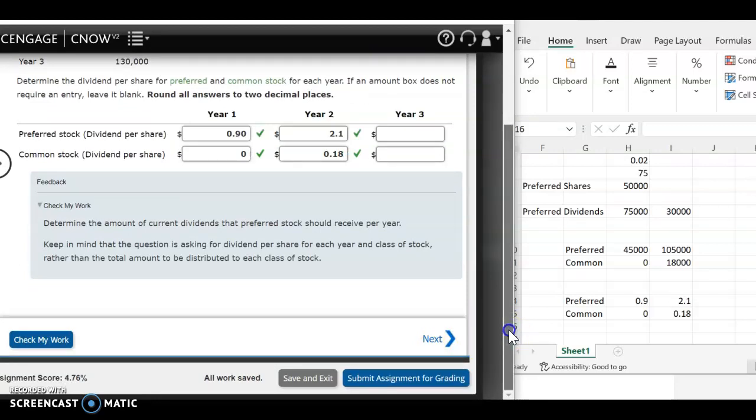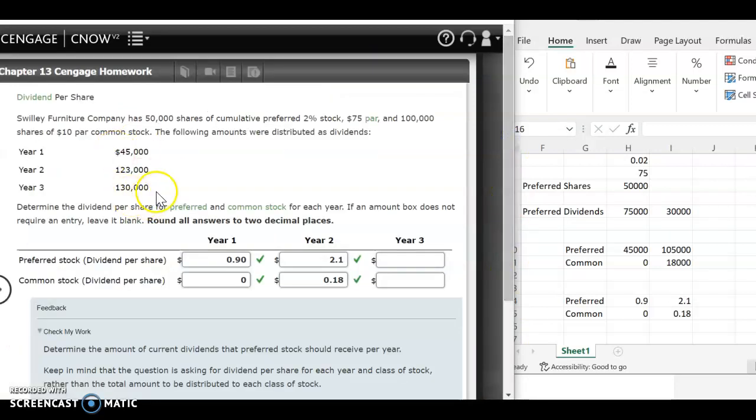All right, for year 3, we are going to pay out $130,000. We are paid up for preferred for the previous year, so we don't owe them for previous years, so they're just going to get the 75,000, and then common is going to get the rest. So we're going to do 130,000 minus what we gave to preferred, and so they're going to get 55,000.